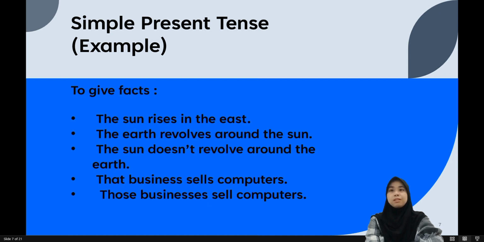Examples to give facts. The sun rises in the east. The earth revolves around the sun. The sun doesn't revolve around the earth. That business sells computers. Those businesses sell computers.